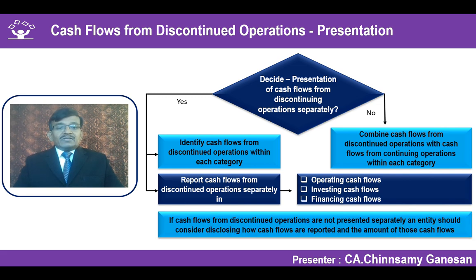Suppose the entity wants to use any of these methods, neither is prohibited, nor is a separate format mandatory. It is an option, so they can use it. But if they are using the option of showing them combined, they have to show the individual cash flows as part of the notes.